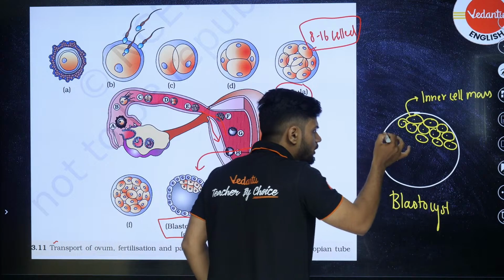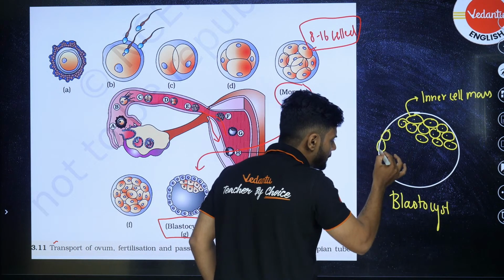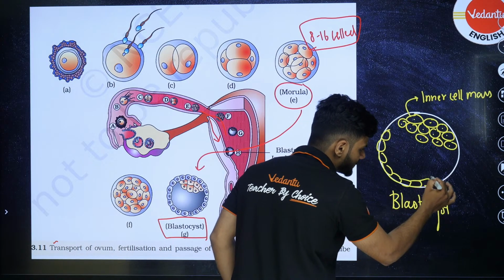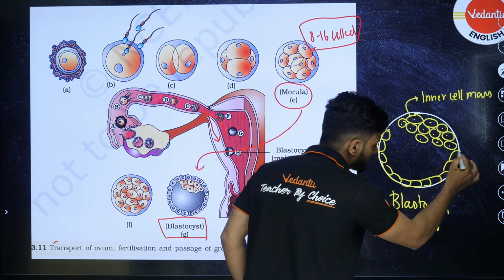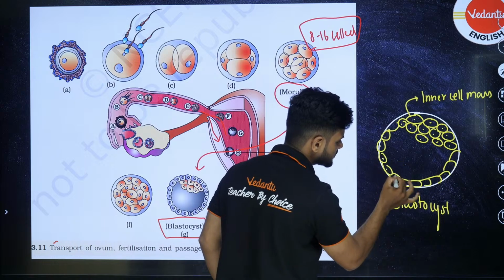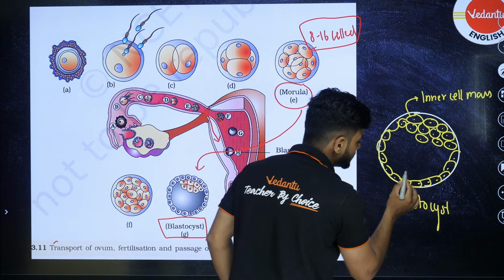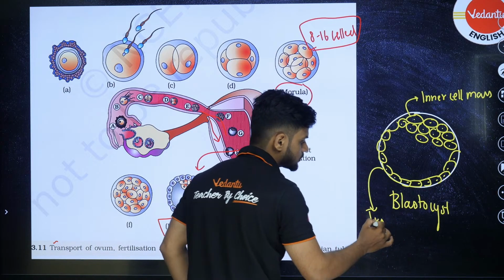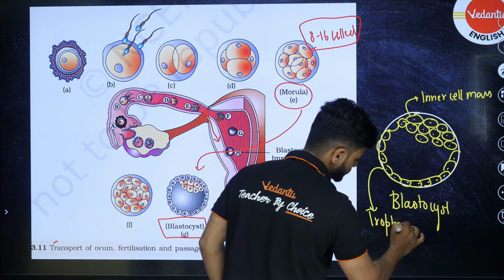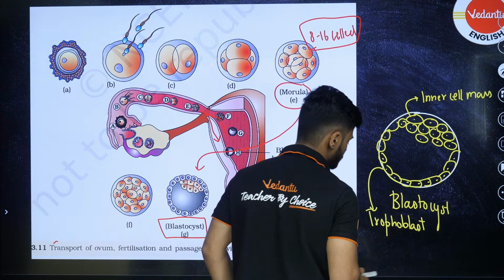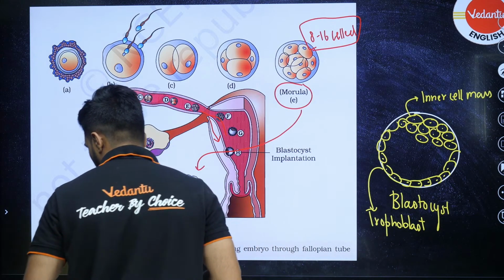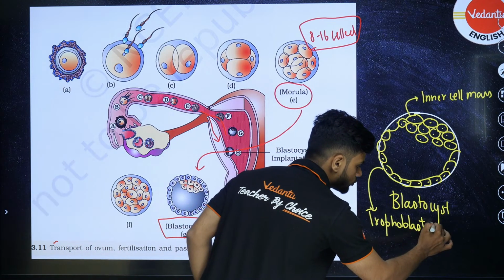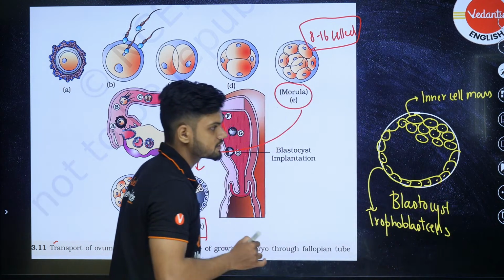Or all the blastomeres are on the periphery. They're either on the periphery or towards one side. Do you see this? The periphery one is called trophoblast cells. Trophoblast cells.